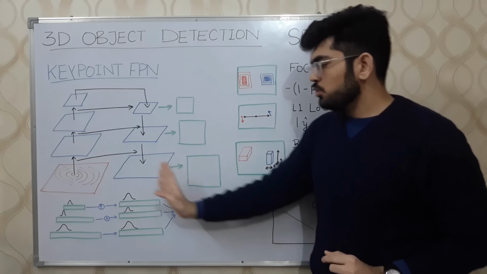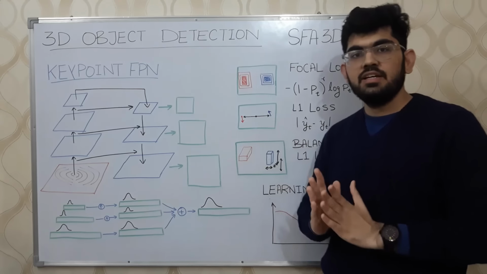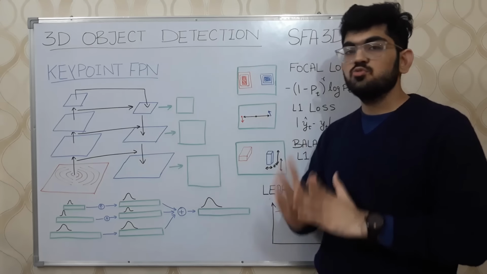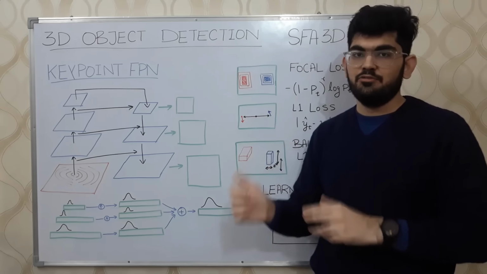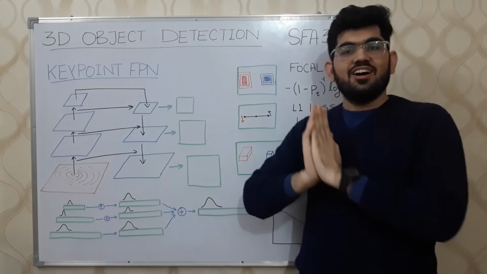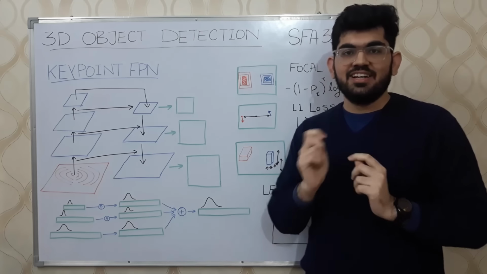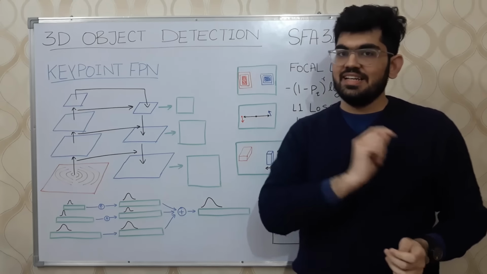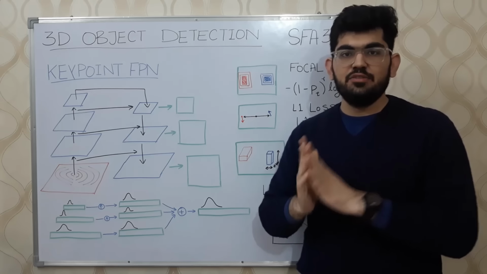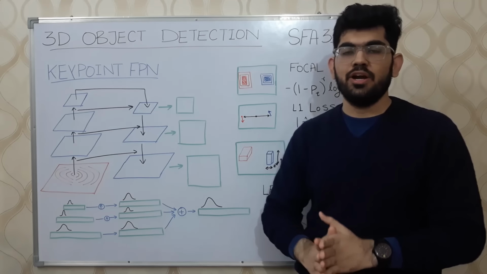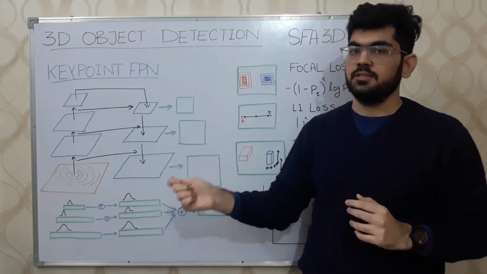This complete post-processing that we have done after the simple FPN network is what constitutes the keypoint FPN network. Alright, so this is the complete network architecture of the SFA3D technique. Now let us discuss the different loss functions that are employed to train this network.